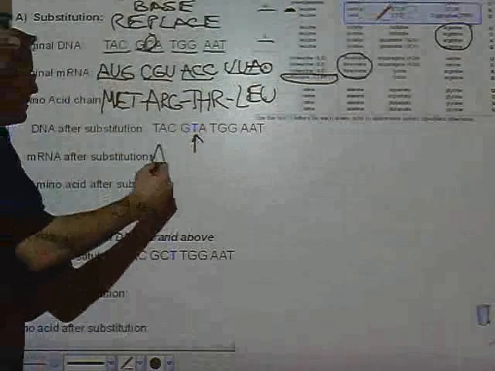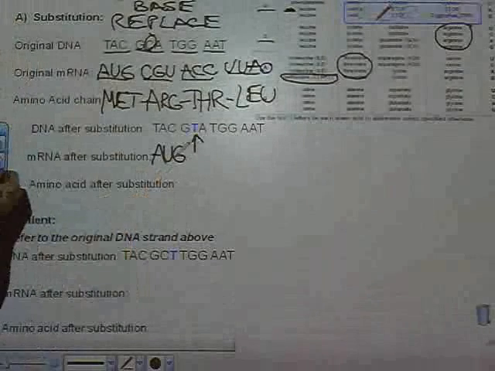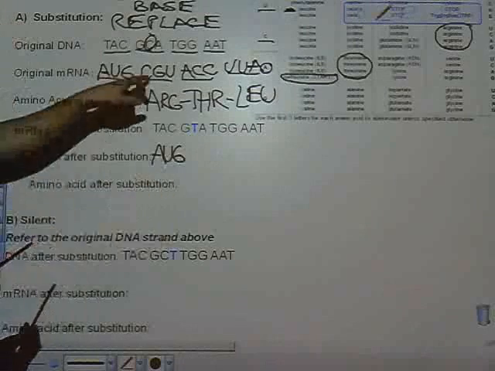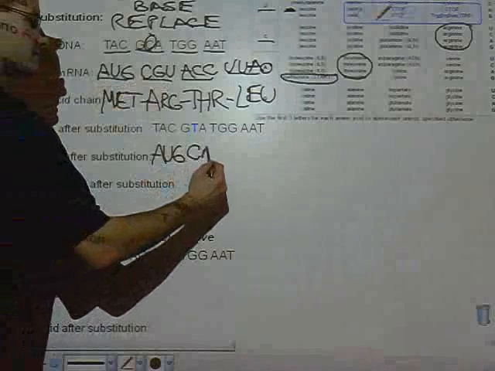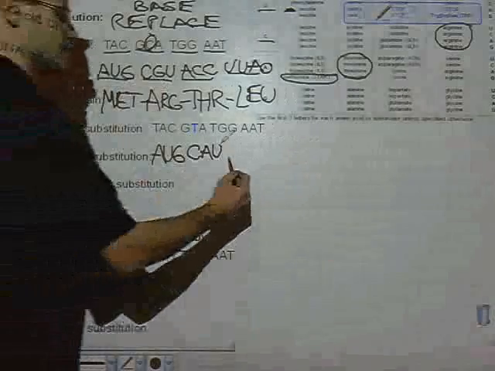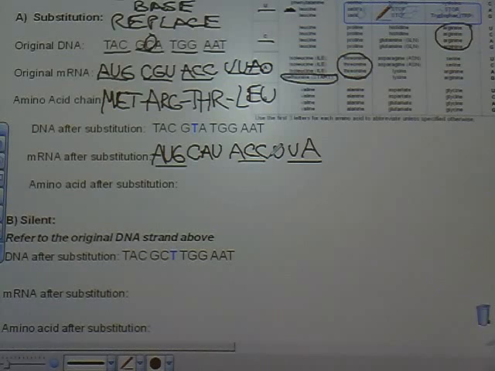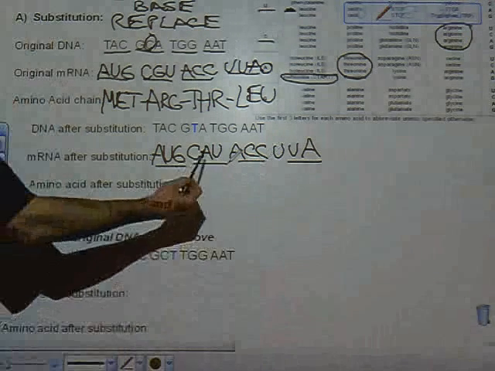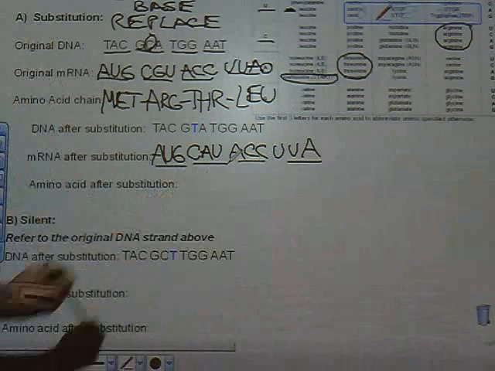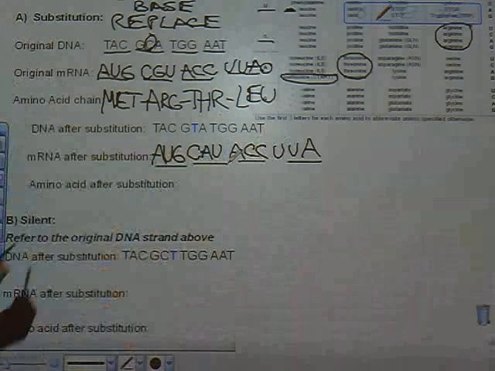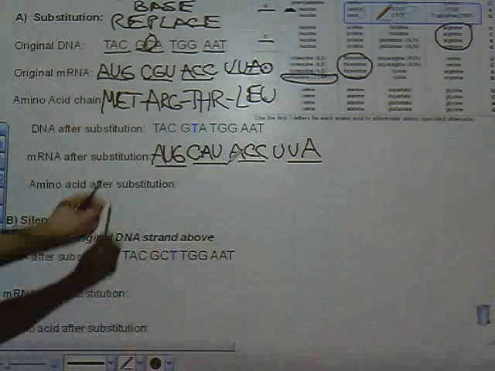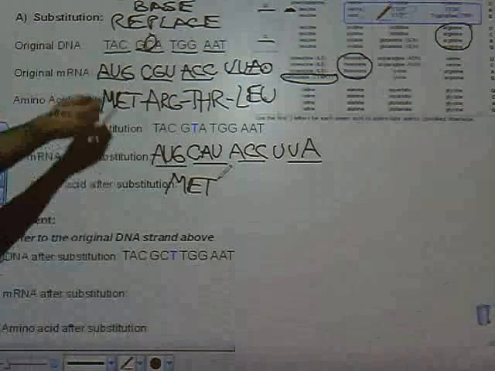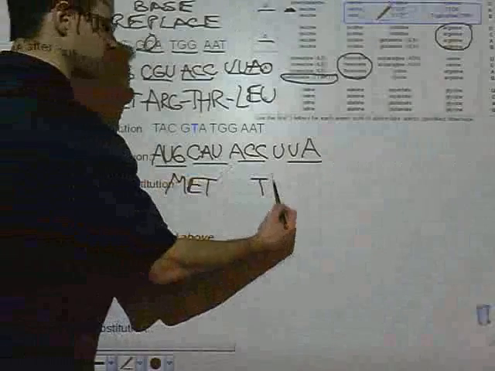So after the substitution, we still have AUG, but now instead of CGU, we're going to have CAU. Everything else is still the same. So here we have our DNA, our mRNA after the substitution. Again, instead of CGU, we have CAU. Everything else is the same as it was before. So now our amino acid sequence after the substitution, again, we still have MET, because the AUG is still the same. We already know that these two are the same.